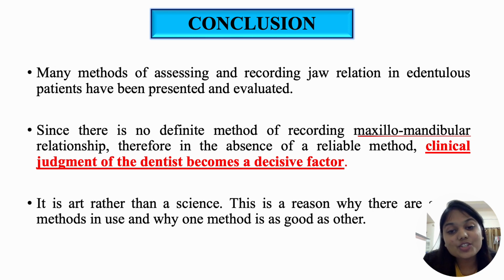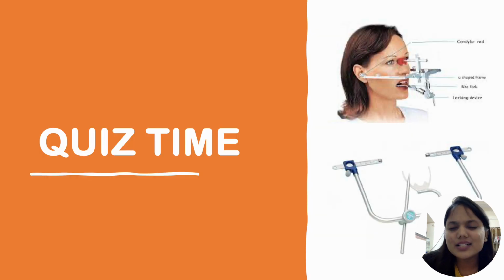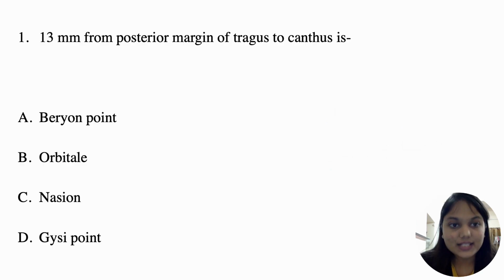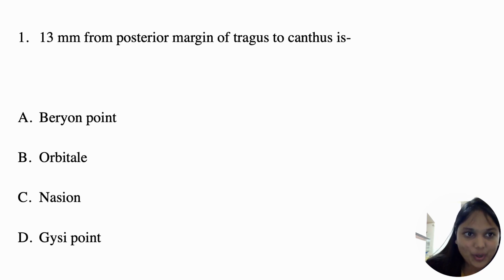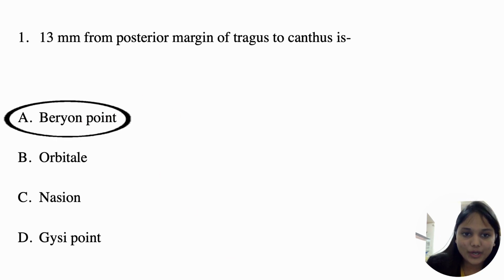But any presentation does not complete without asking questions. So now it's time for a quiz. Simple questions to make sure that you are attentive throughout the presentation. So the first question is, what was the point 13 mm anterior to the posterior margin of the tragus to the canthus? I hope it was really very easy. It was a posterior reference point, that was the Beyron's point.